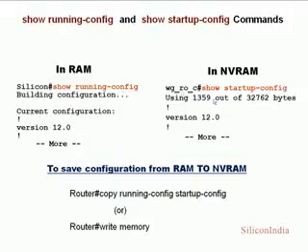I said we can copy from running config to startup config when you have to save that configuration only in the startup config file, or you can even save with a different name on flash or boot flash. So to save configuration from RAM to NVRAM, you have to issue this command: copy running config startup config.